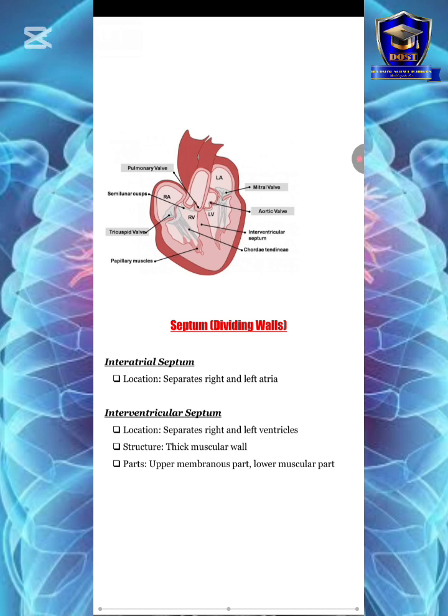Now we are going to be looking at what is called the septum. The septum is a muscular wall that actually divides the heart into two major parts. Okay, the heart is actually divided into two: the left part and the right part.